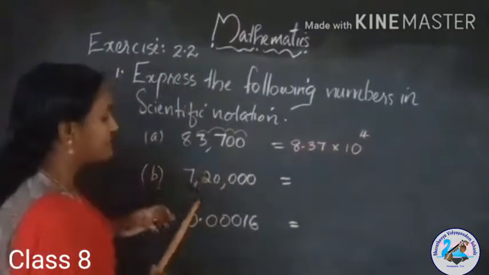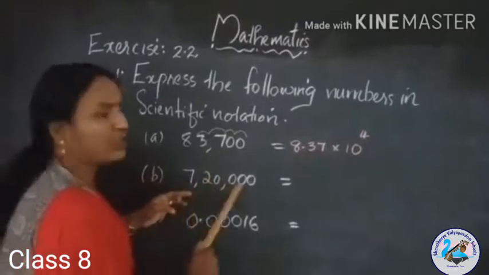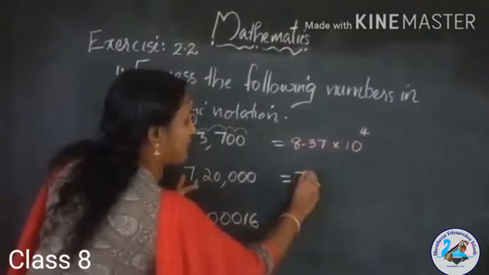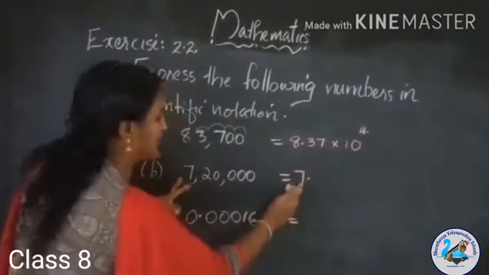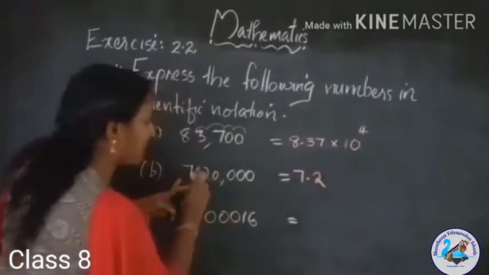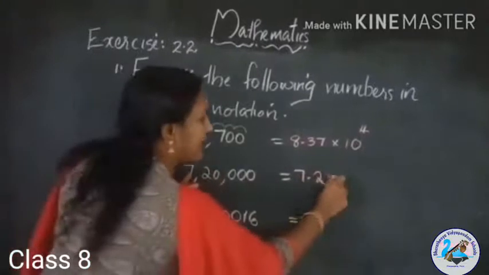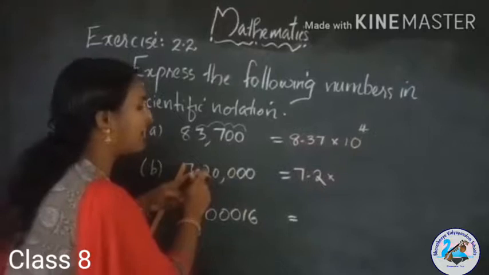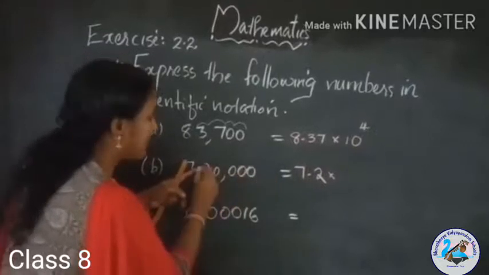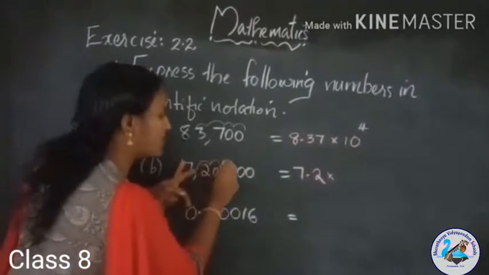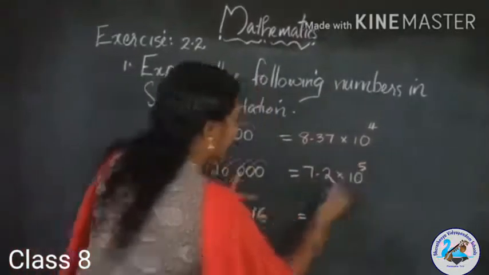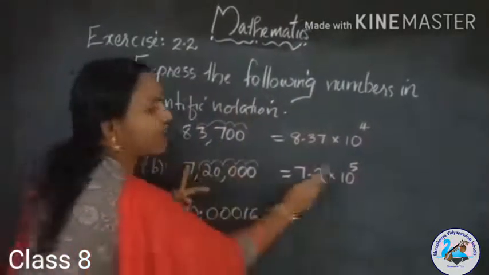The next question, 7,20,000, with the same method. First, we put the decimal point after the first digit from the left. So, 7.2. And then, count the number of places from the decimal point to the end of the original number. That means 1, 2, 3, 4, 5. 10 raised to 5. Here also no need to write the last zeros.